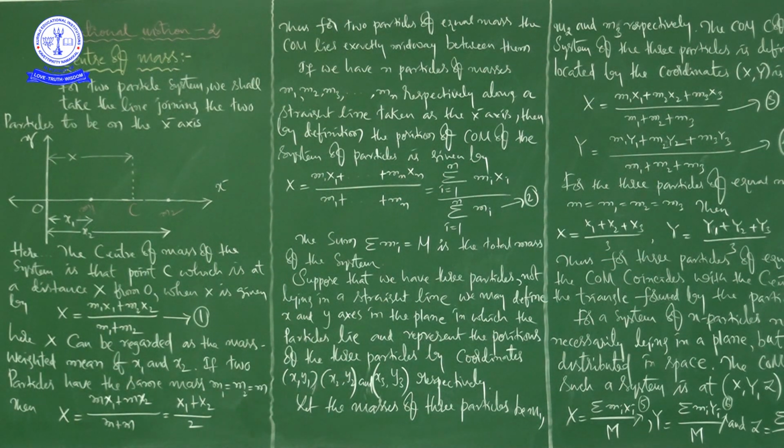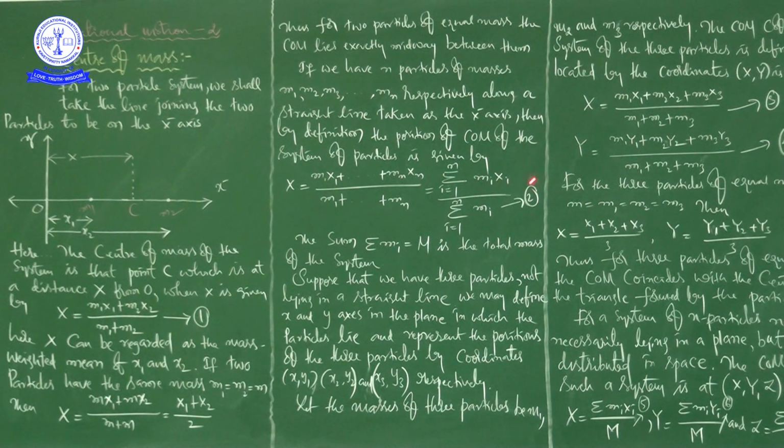Generally, plane means the xy plane, no? So x coordinate and y coordinate, because for three particles we have x1, y1, x2, y2, and x3, y3, right? Okay. And what about the mass of the three particles? As usual, m1, m2 and m3. Then what about the center of mass of the system of these three particles? And how can we locate the coordinates of the center of mass?